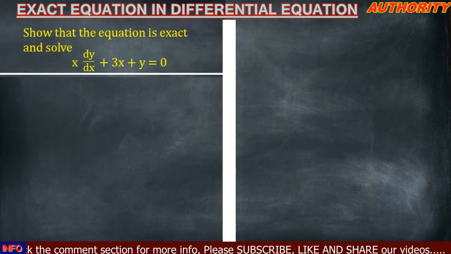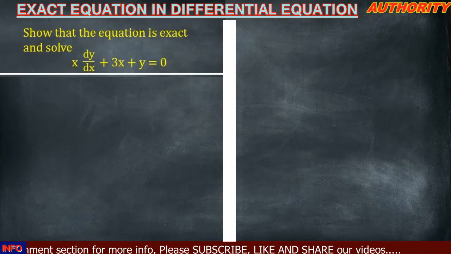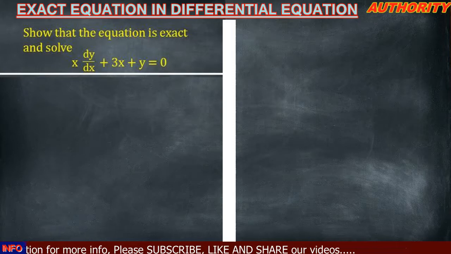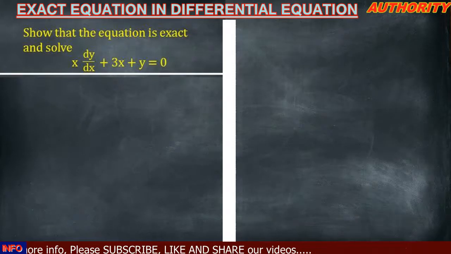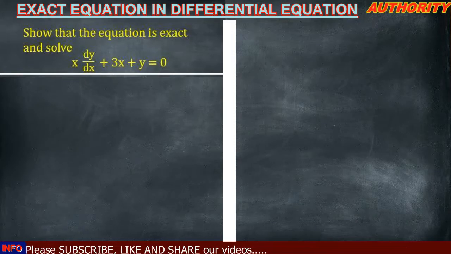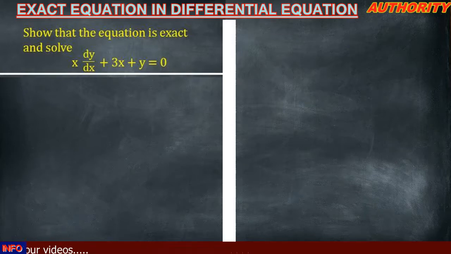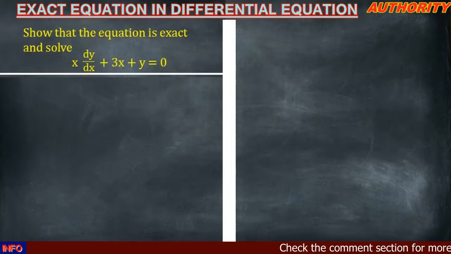Now we have x dy/dx plus 3x plus y is equal to 0. Look at this question very well. We are asked to show that it is exact, and then if it is exact, we are to go further and solve it based on the question. All right, good. Now let's go. We have x dy/dx plus 3x plus y equal to 0.